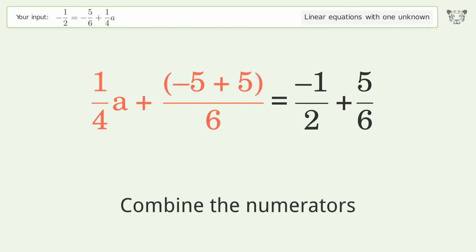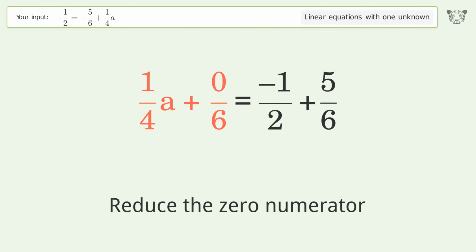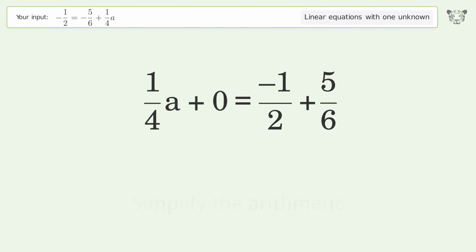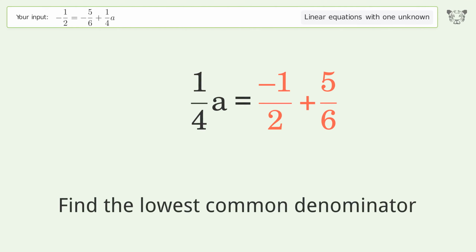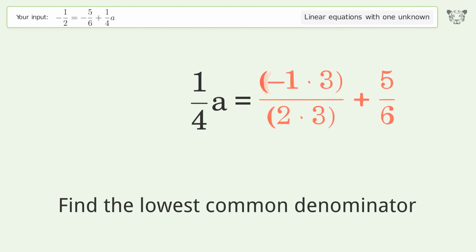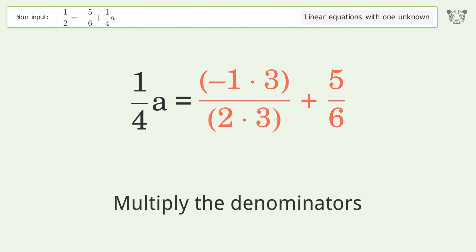Combine the numerators. Reduce the zero numerator. Simplify the arithmetic. Find the lowest common denominator. Multiply the denominators.